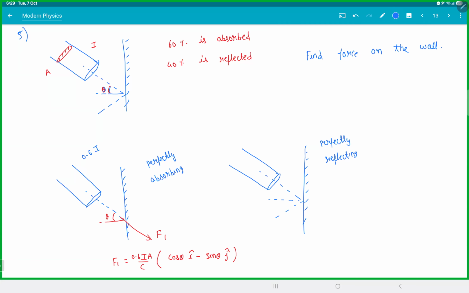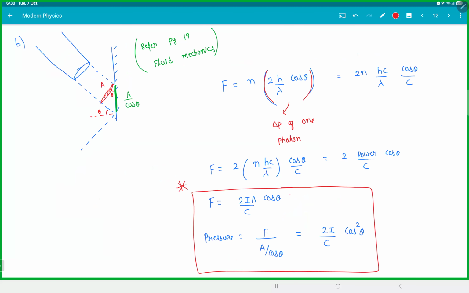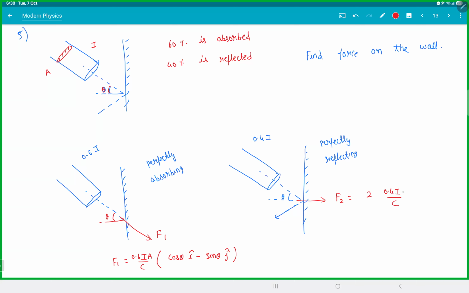So this can be treated as 0.4 I. Now see, in this case, when they're bouncing off, there is no change in momentum in the vertical direction. There's only change in momentum in the horizontal direction. So here the force will be F2 only, which will be 2 times IA by C, I is 0.4, A by C, i cap. So there you can use this formula. Force is 2IA by C cos theta i cap.